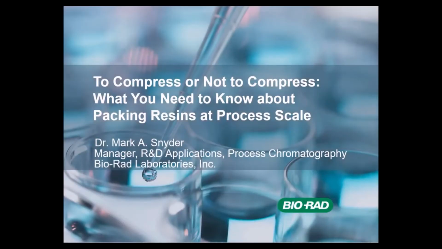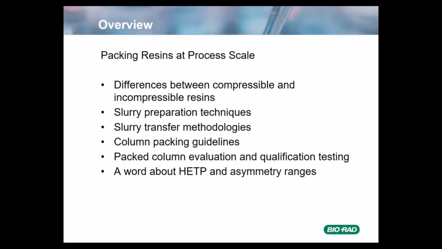Well, first, I'd like to thank all of you for attending this webinar. I hope you find it interesting. Today, I'm going to be talking about packing resins at process scale, focusing on the differences between compressible and non-compressible resins. So as an overview, I'm going to be talking again about the differences between these two resin types, and then go into some slurry preparation techniques, slurry transfer methodologies, column packing guidelines, and then once the column is packed, we need to talk about how to evaluate the column to make sure that it's suitable for use in your process. Finally, I'm going to spend a minute talking about HETP and asymmetry ranges.